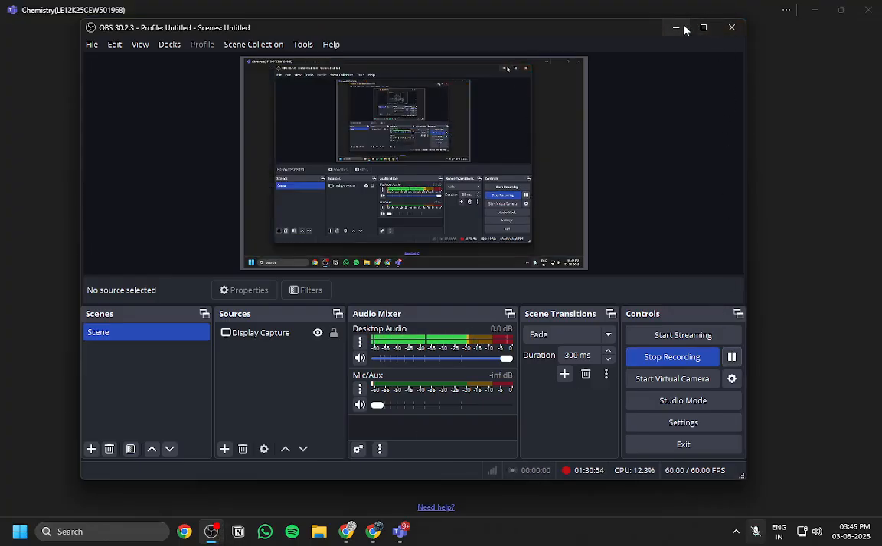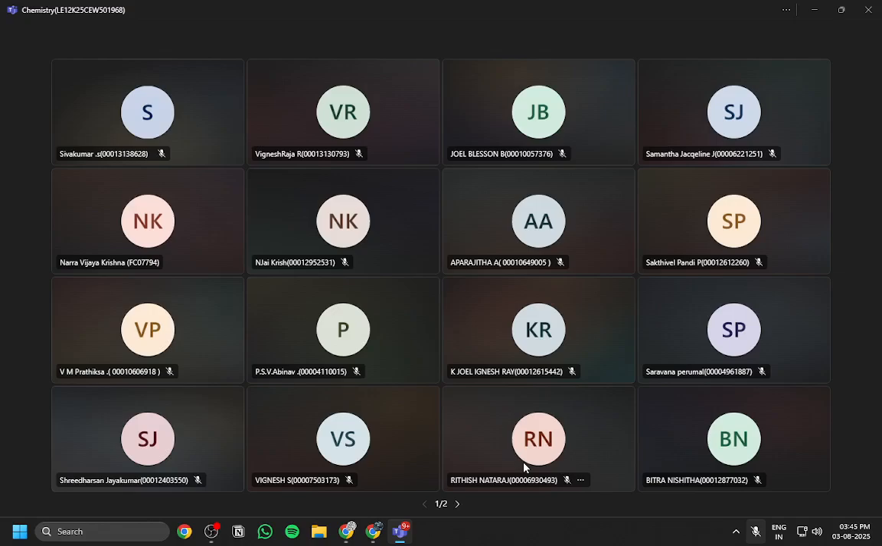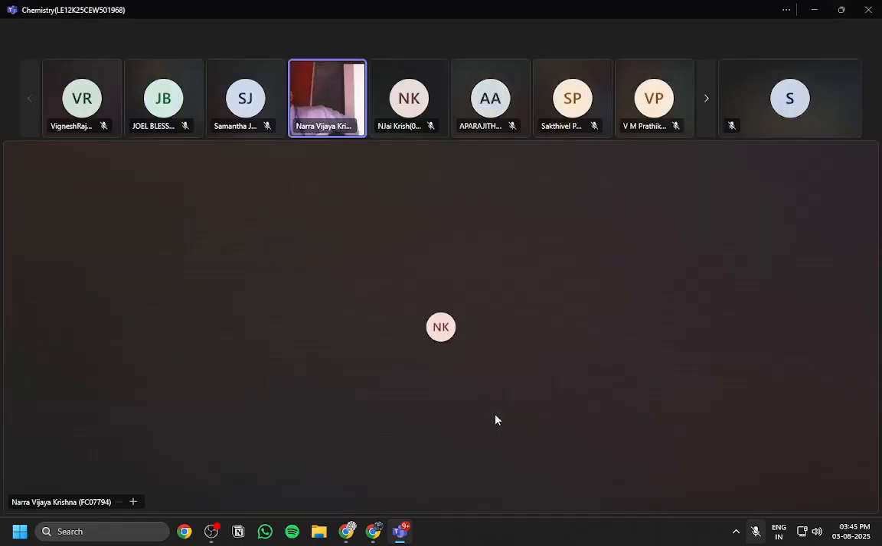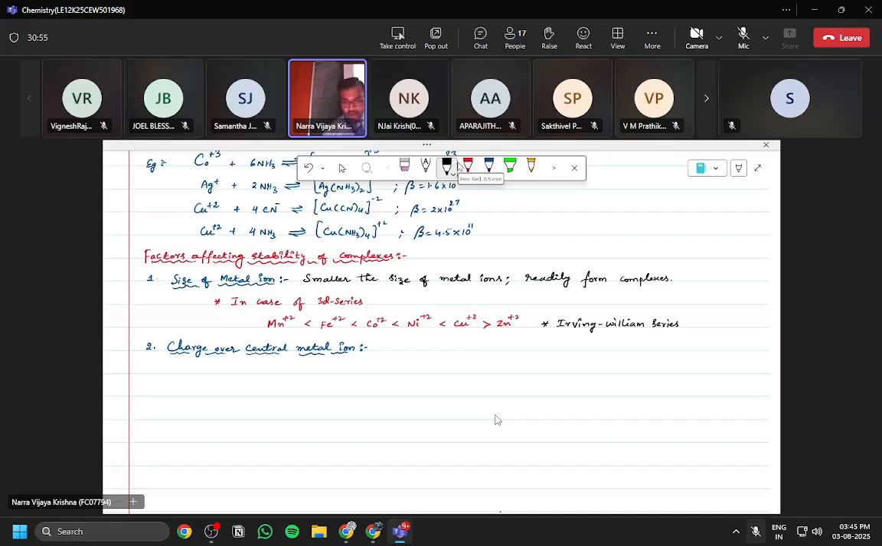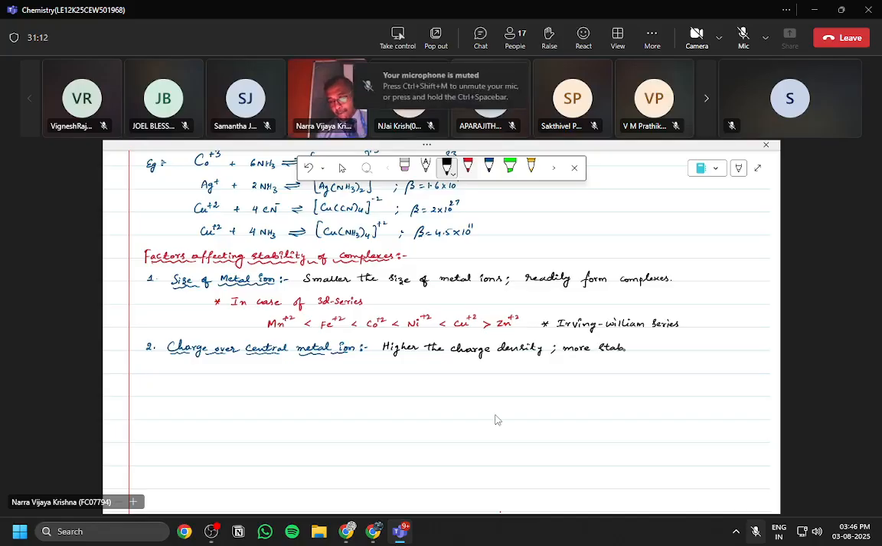Size is less means higher the charge, size decreases means charge per unit volume. So charge density is higher. So higher the charge density, more stable the complex is.